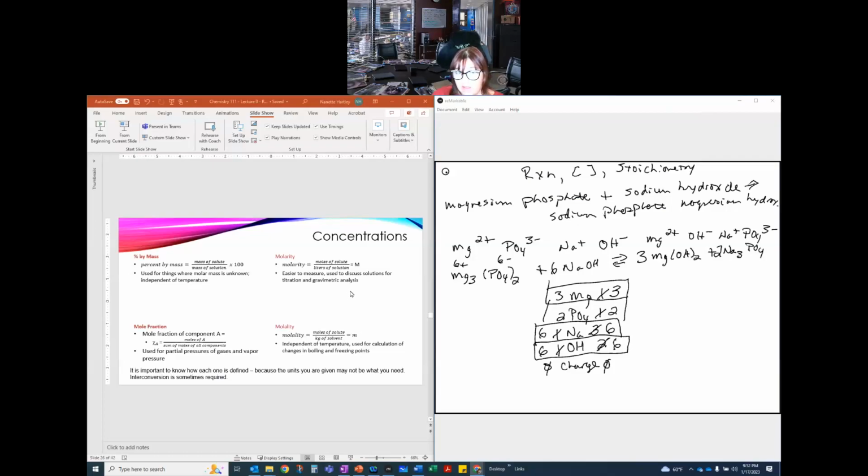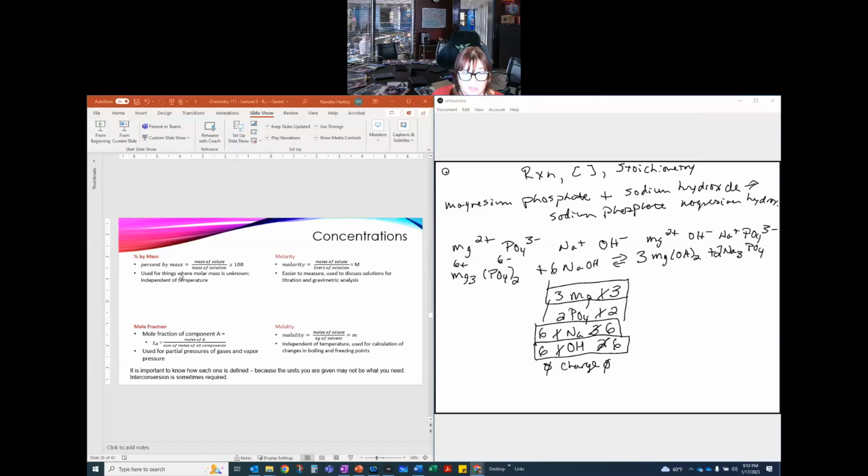Now, are there other things that we can use? Absolutely. We can talk about molality, and remember, molality is moles of solute over kilogram of solvent. It's symbolized by little m, and we use molality in times when it is changing temperature. Okay, so if my temperature is changing, the volume of my solution is going to change. So I can't use a molarity. I have to use something that's independent of that volume. So molality is used when we're talking about changing temperatures. So things like boiling point elevation, freezing point depression, all of our colligative properties tend to use molality.